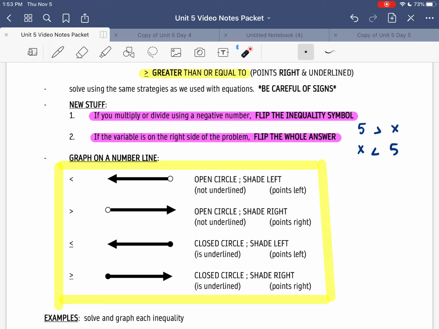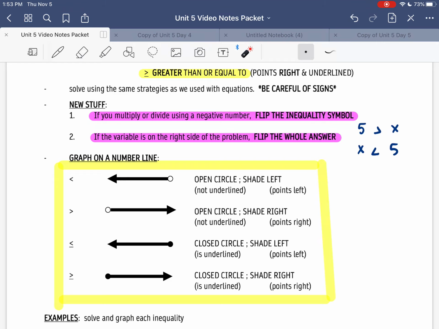When we have the equal to piece, so when we add the line under it, notice the circle gets colored in. And the reason for that is if I say x has to be less than or equal to 5, it's allowed to be exactly 5, and we represent that with a colored in circle. If it was just x is less than 5, I could have 4.999, which is very close to 5, but not 5, and we represent that with an open circle.